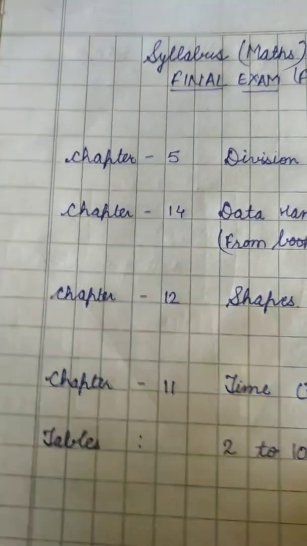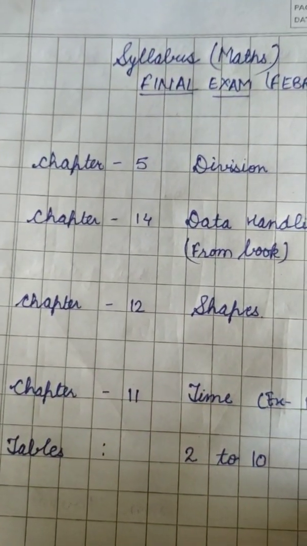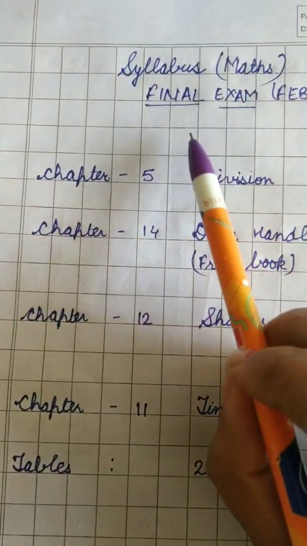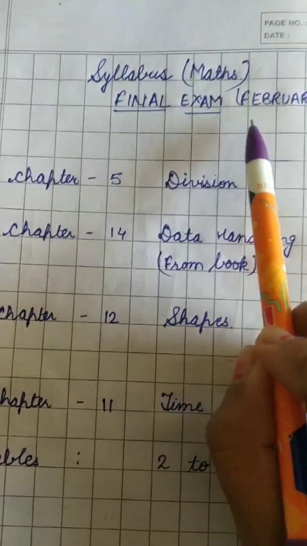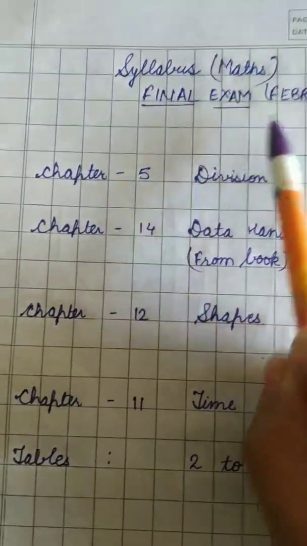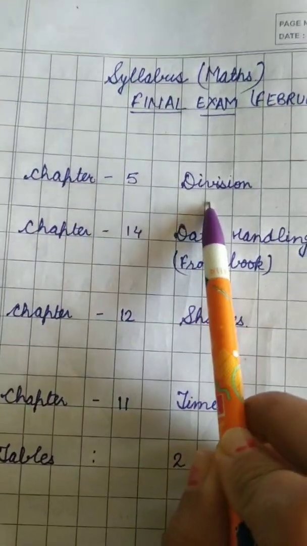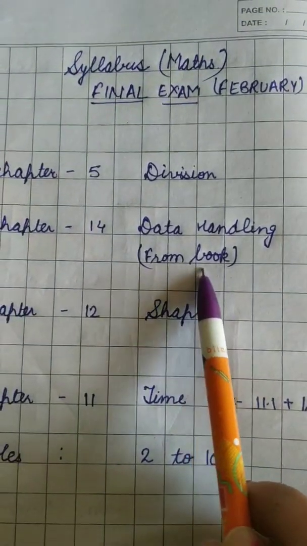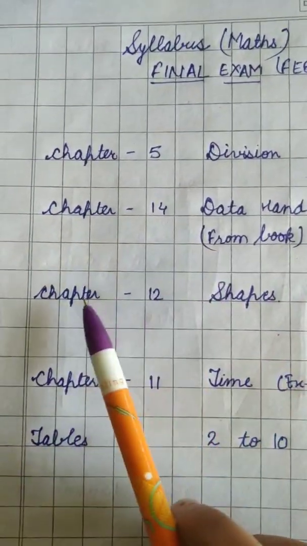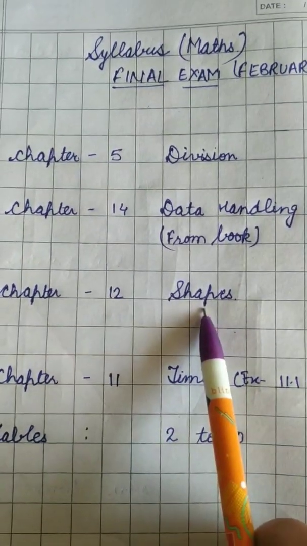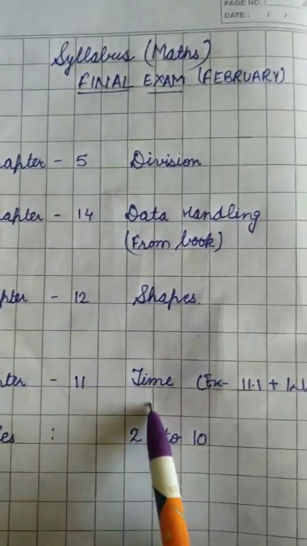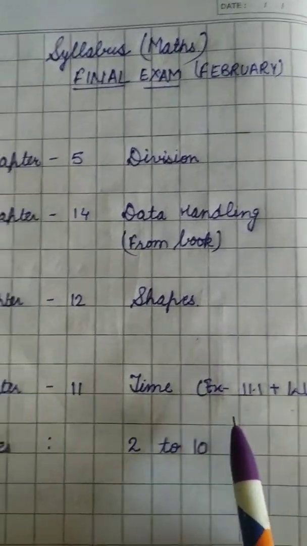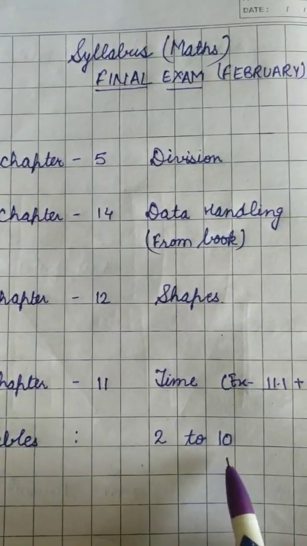See children, let us discuss the final exam syllabus first. The final exams are going to be held in the month of February. Chapter 5, Division. Chapter 14, Data Handling. Full chapter we have to do it from the book. Chapter 12, Shapes. Chapter 11, Time. Exercise 11.1 plus worksheet. Tables 2 to 10.